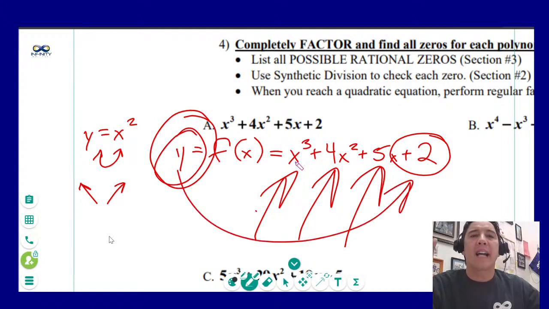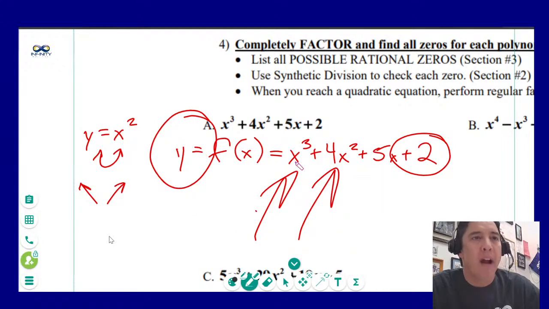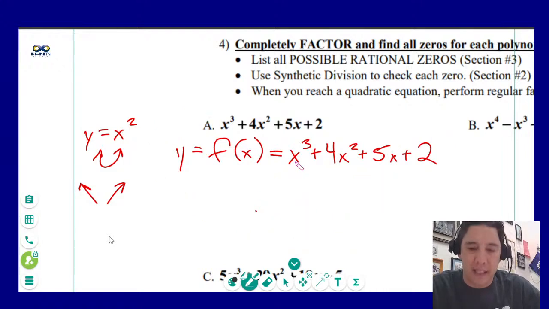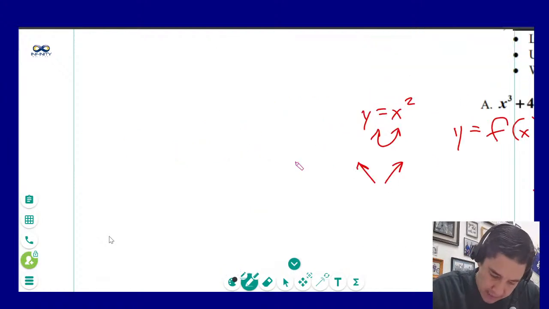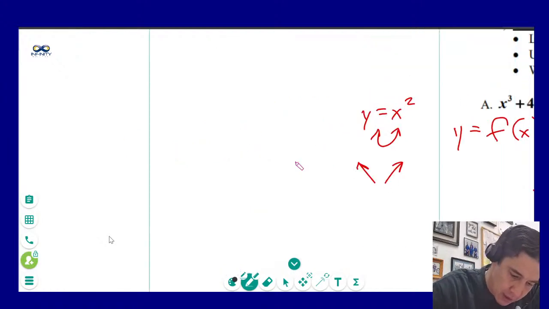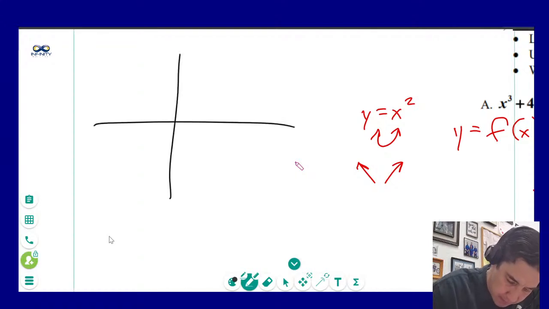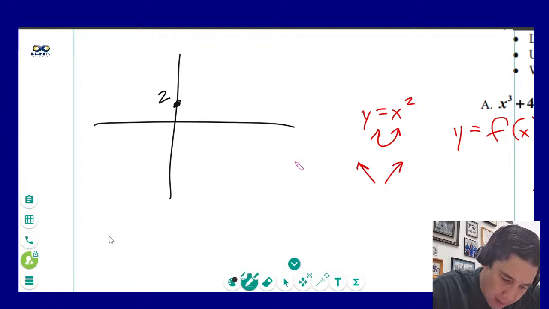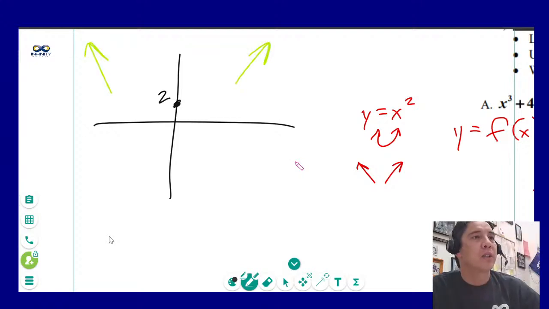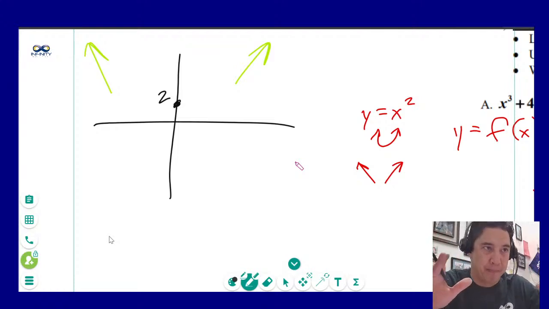So right away I can already start graphing, or at least get an idea of where I'm going to go with this graph. Let's just go over here. We'll sketch the graph because it's so much fun. All right, I know the y-intercept is 2, so I'll call that a 2. And I'm just going to sketch this because I know my end behavior is going to go up and up. So I already have an idea of what my equation is going to look like.